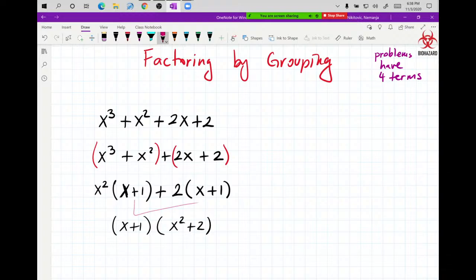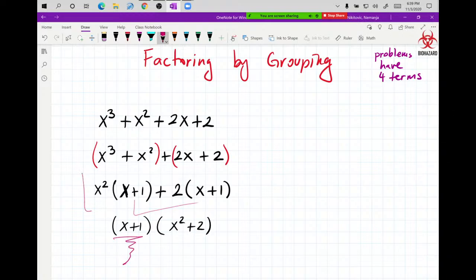But again, you will be able to see those problems because you will not be able to group and pull anything out because they will have nothing. Yes? Okay. X squared is right here. You mean this? That is what is factored.